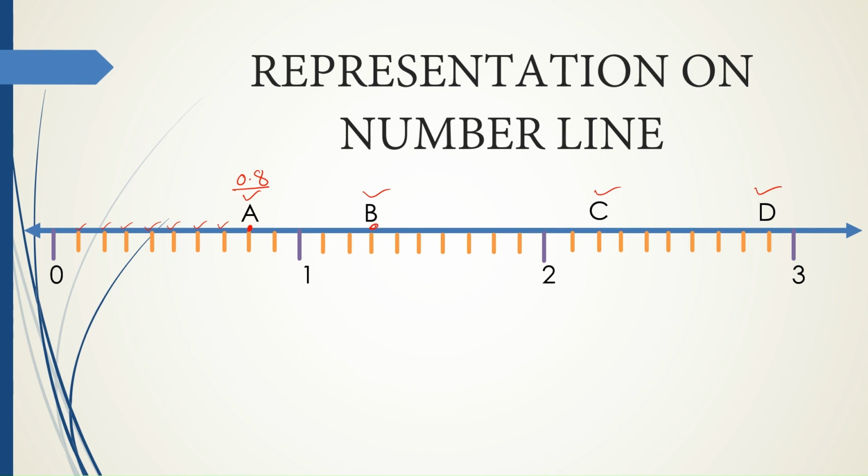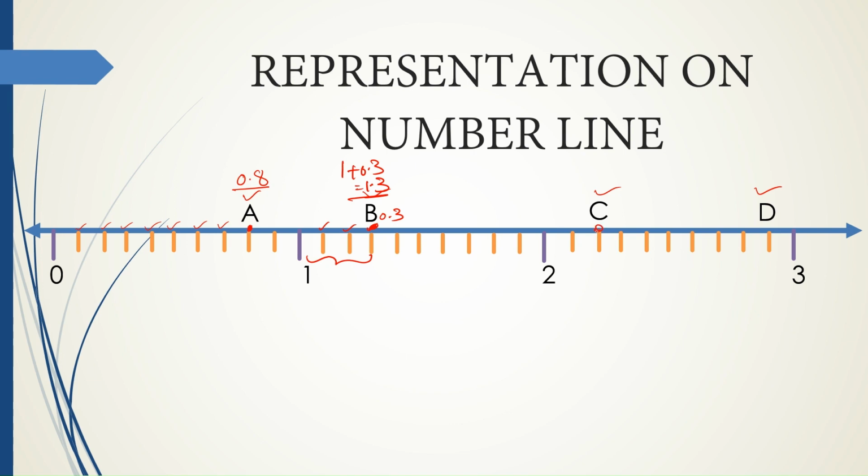Now B is located on this marking. So this is 1, 2, 3, which means 0.3. 0.3 after 1, which means 1 plus 0.3, or directly you can write it as 1.3. So 1.3 is the location for point B.